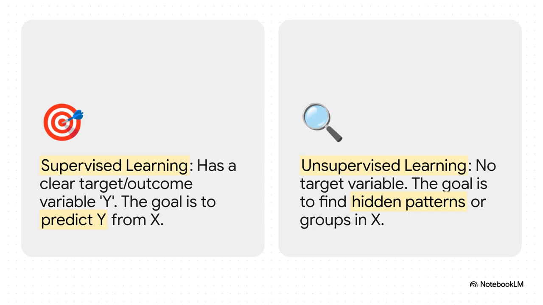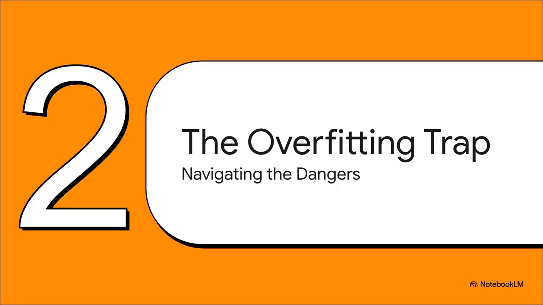But then there's unsupervised learning. Here, there's no target at all. The goal is just to throw the data at the wall and see what sticks, find some hidden structures or patterns. For our quest today, we're definitely taking that supervised path. We know exactly where we're trying to go. But this path is not exactly a walk in the park. It's filled with dangers. On our journey for that perfect prediction, there are two big challenges. Two monsters, you could say, that we have to get around.